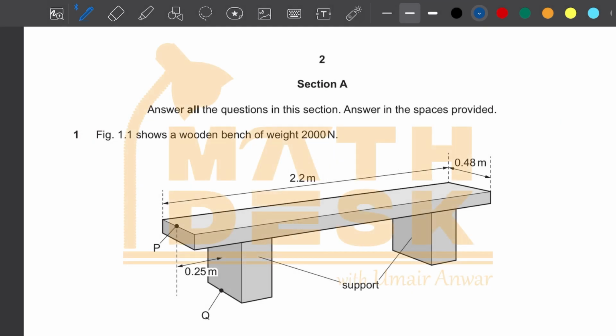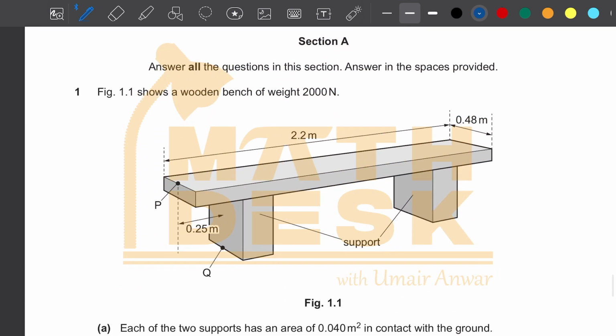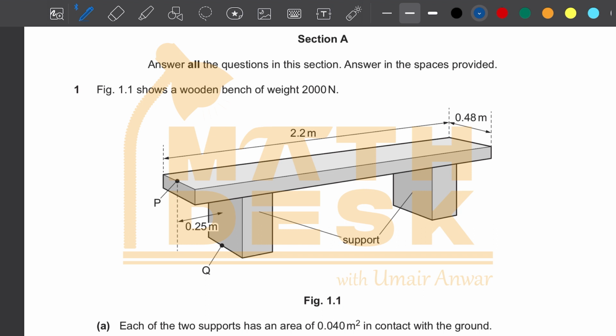Welcome to this tutorial. In this tutorial, I'm solving question number 1 of paper 21 of the October-November exam series of 2021. The question says figure 1.1 shows a wooden bench of weight 2000 Newton. So there is a bench given in the question and the weight of the bench is 2000 Newton.